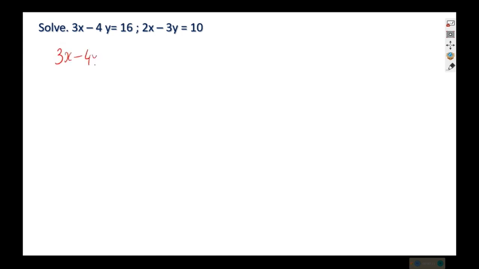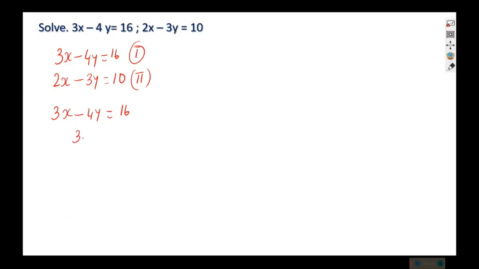3x minus 4y is equal to 16. Let me write it as equation number 1. And the second equation is 2x minus 3y is equal to 10. This is the second equation. Either we have to write this equation with x in terms of y or y in terms of x, and let me write it as x in terms of y using equation number 1. Equation number 1 is 3x minus 4y is equal to 16. That means I will find the answer for x, so naturally the x will be in terms of y as an answer.